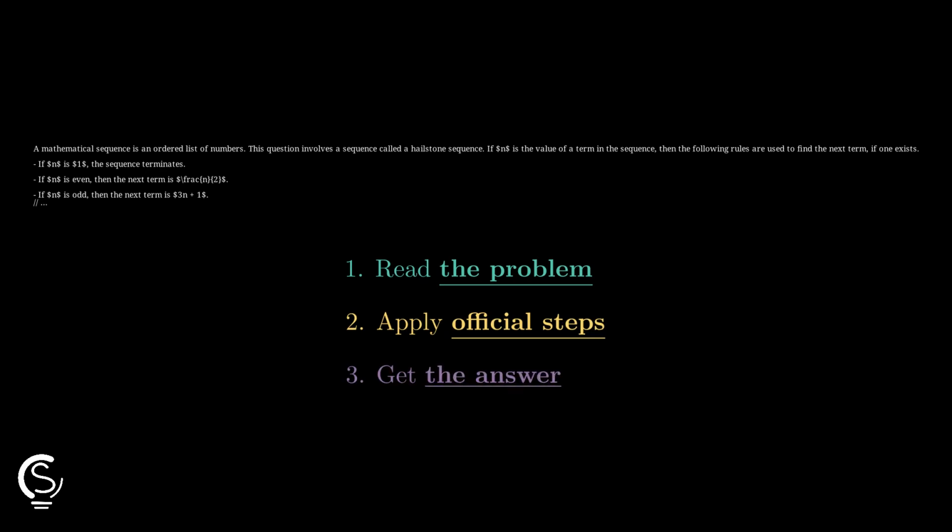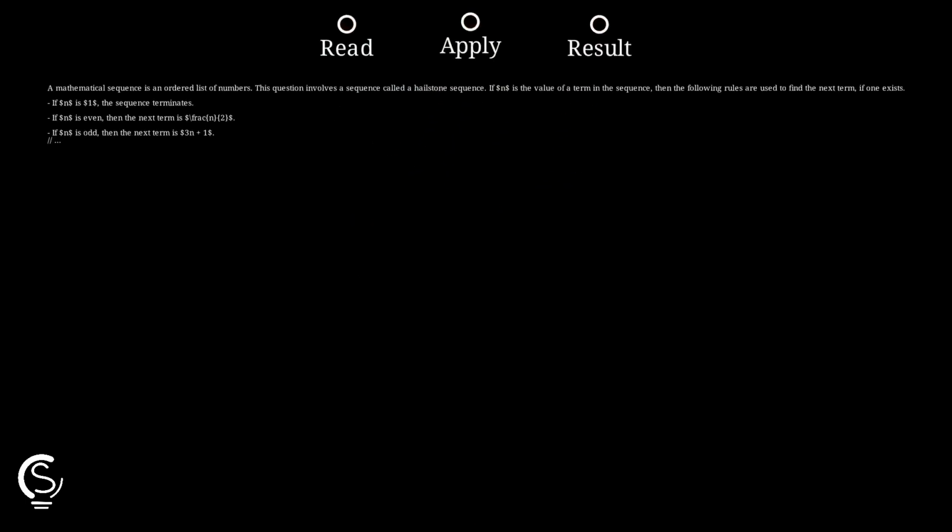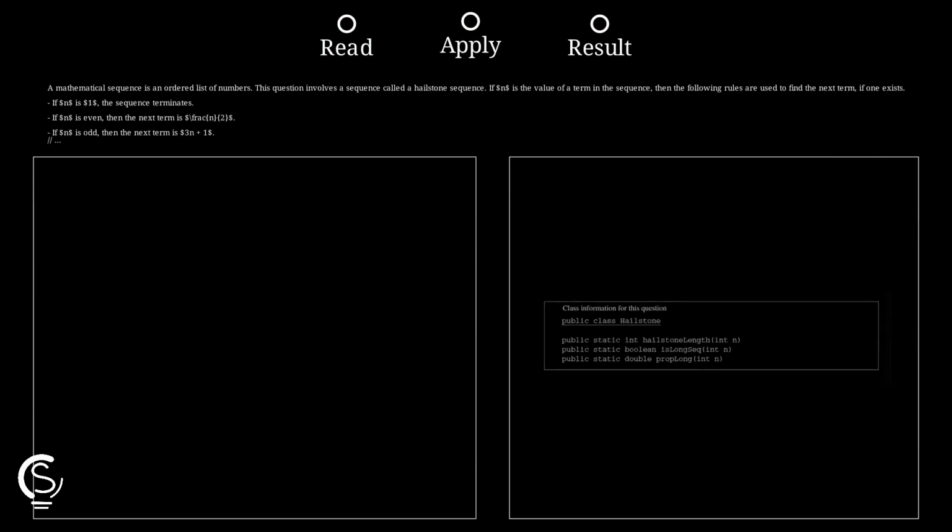For part A, start with a length counter of 1 because the starting value is already the first term of the sequence. Then use a loop that continues while n does not equal 1. If n is even, replace it with n divided by 2. Otherwise, replace it with 3 times n plus 1. Each time you generate a new term, increase the counter. When the sequence reaches 1, return the counter.